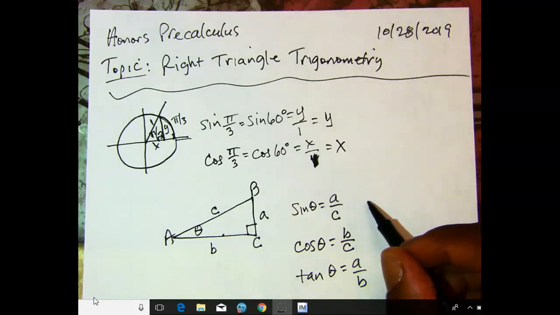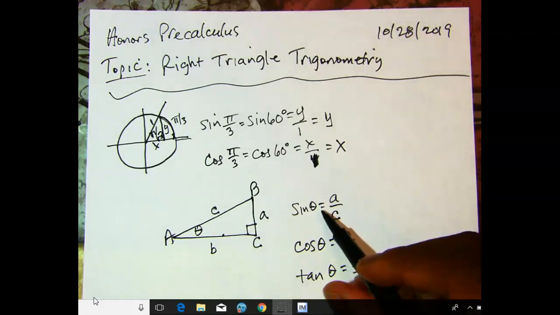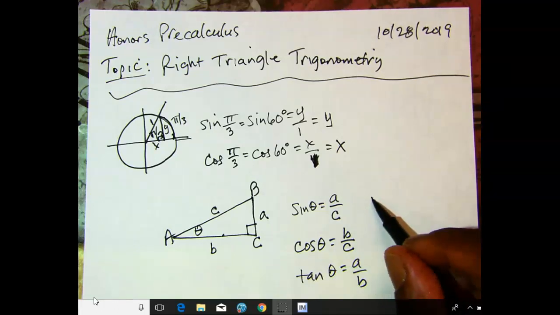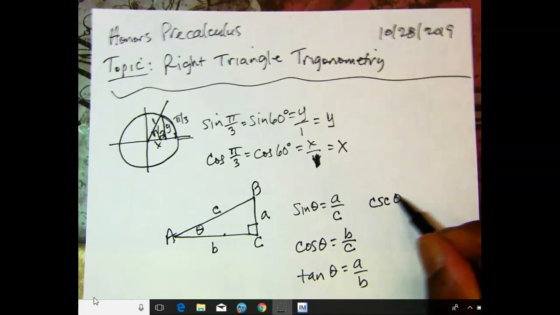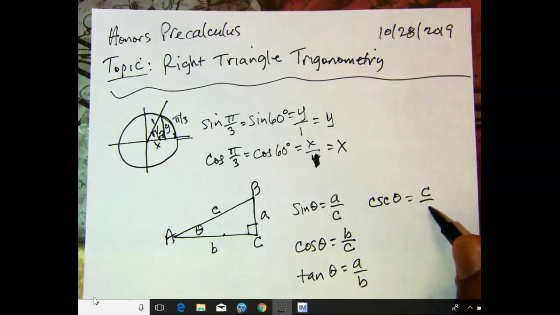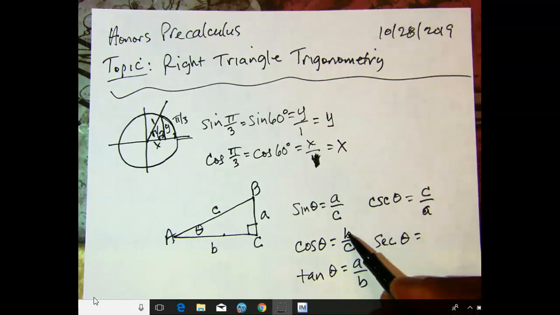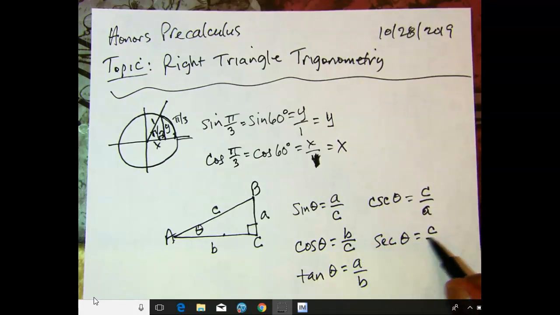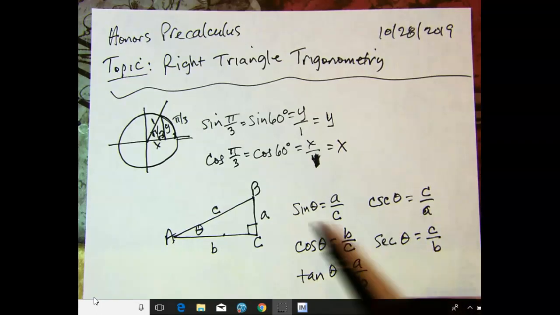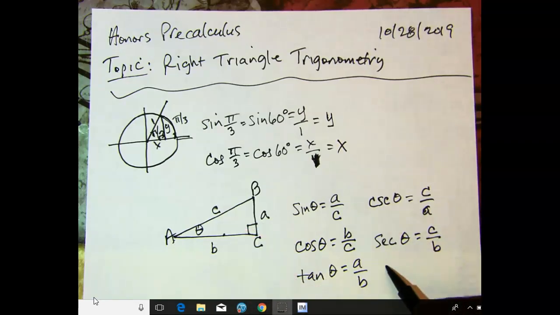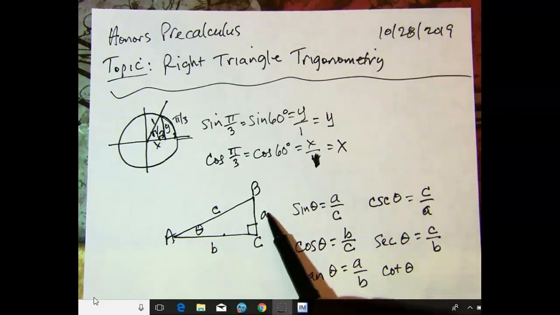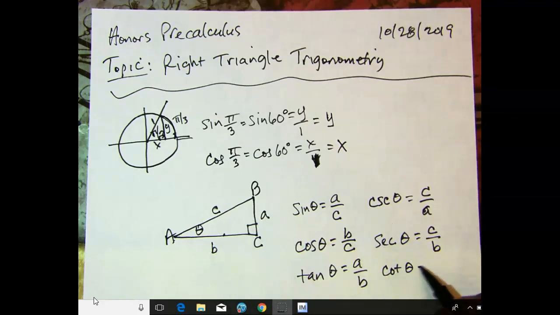Our reciprocal properties: the reciprocal of sine is cosecant, so the cosecant of angle theta is C divided by A. The secant of angle theta is the reciprocal of cosine, so that's C divided by B, hypotenuse over adjacent. And the cotangent of angle theta: tangent is opposite over adjacent, so cotangent would be adjacent divided by opposite.